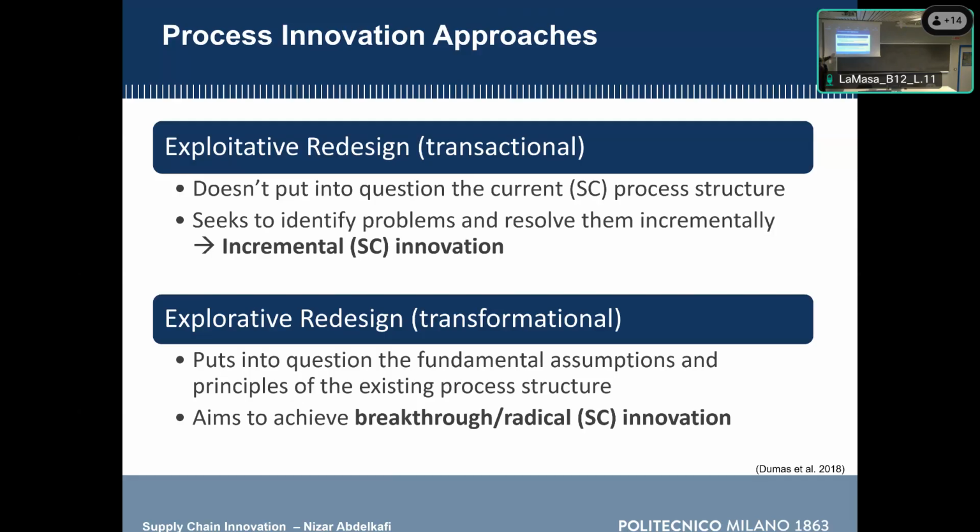Then we have the explorative redesign. So it could be transformational. It means that we are changing completely the structure of the process. The process may look completely different if we apply certain approaches. So we are putting in question the fundamental assumptions and principles of the existing process structure. And it could be said to be a breakthrough or radical supply chain innovation. Okay. So this is also related to so-called business process re-engineering. So we would like to restructure the process in a much better way.